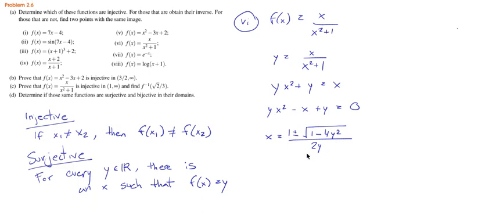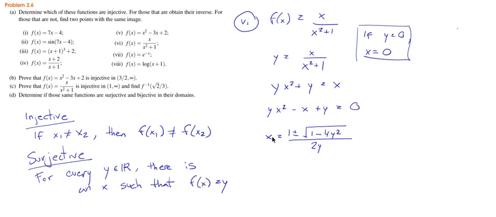But then you realize this is 2 times y. What happens if y is 0? Okay, so if y is 0, then x has to be 0. That's the only solution. This is the only value that maps to y equals 0.